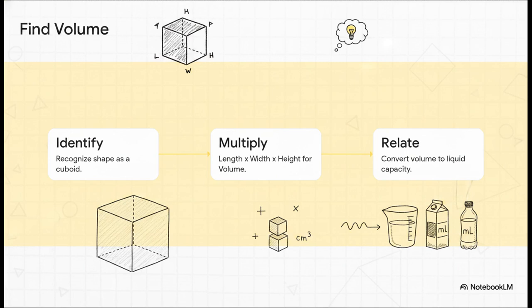First, you identify the length, width, and height. Then, multiply them together to get cubic centimeters. And finally, the exam asks you to take it one step further by converting that physical volume into real liquid capacity, like milliliters or liters. You see? We're connecting abstract math to the actual physical world.